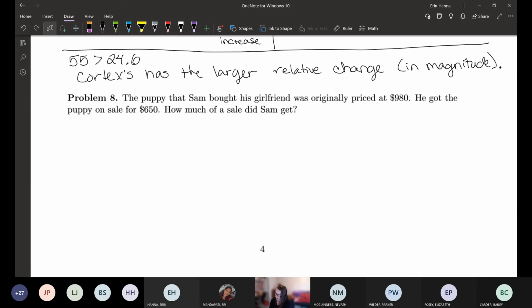So we got the puppy that Sam brought his girlfriend was originally priced at $980. Whew, that's a lot for a puppy. And he got it on sale for $650. Still a lot for a puppy. How much of a sale did Sam get? So the original price was $980, so it started at $980, ended at $650. So we have $650 minus $980, end minus beginning over beginning. I don't have this in my notes, so give me 2 seconds to calculate that. 650 minus 980, negative 330 over 980.